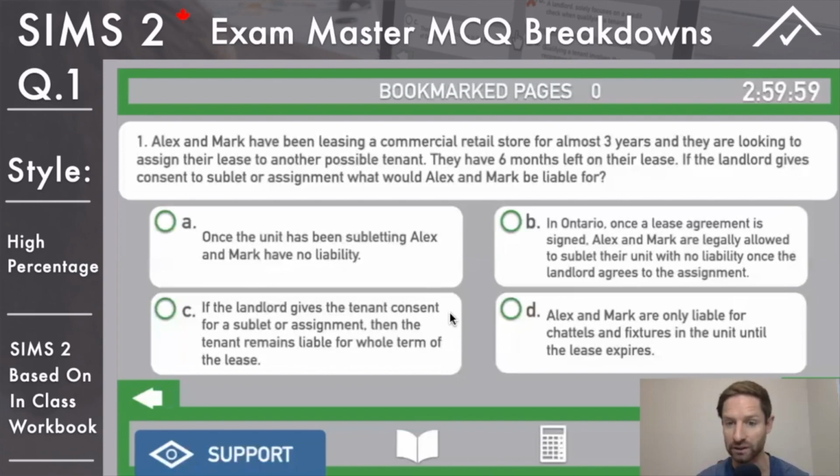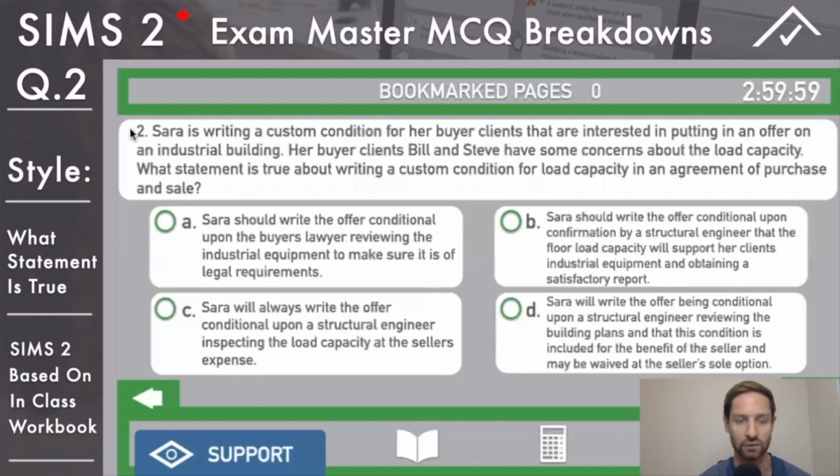Alex and Mark are only liable for the chattels and fixtures in the unit until the lease expires. They are liable for the rent as well. So answer C, and just a good one to know that possibly, most likely will pop up. And also good to know for real life. So that's always good stuff. I love dual purpose stuff like that. 2, top left, deep breath.